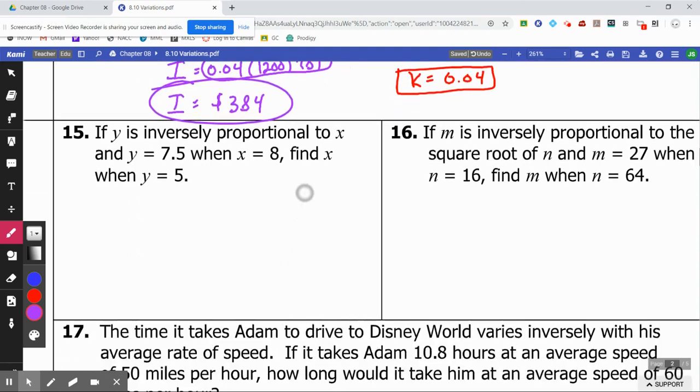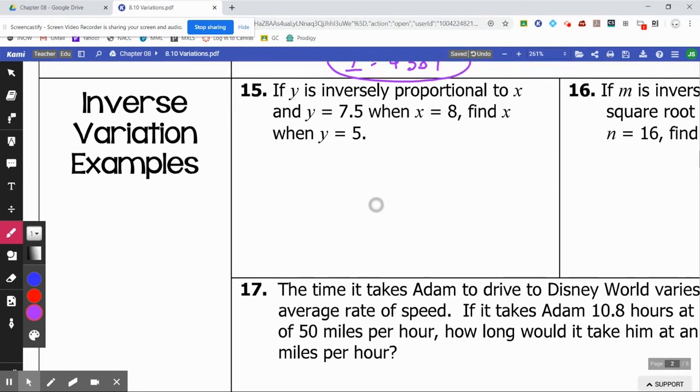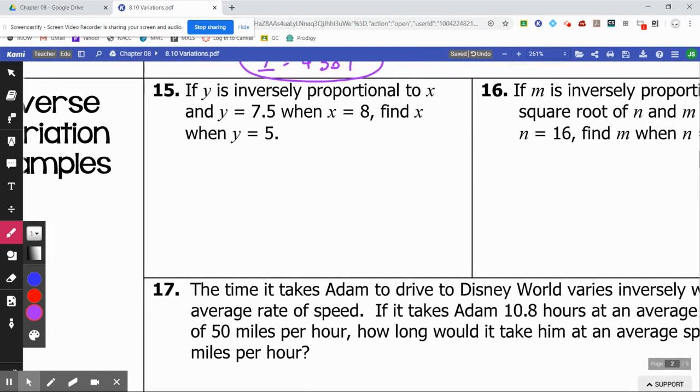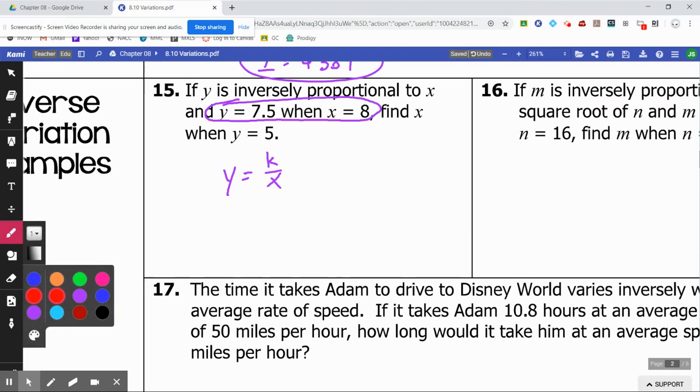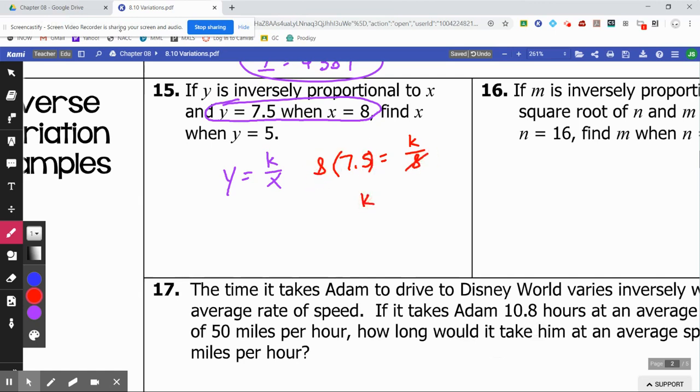$384. Okay, now we're going to be talking about inverse variations. If y is inversely proportional to x, again, there's your inverse variation formula. Then it gives you a scenario: when y is 7.5, x is 8. So we're going to plug in 7.5 for y and 8 for x. To get rid of the 8, we simply multiply by 8, and we find out that our k value is 60. So go back to your original.